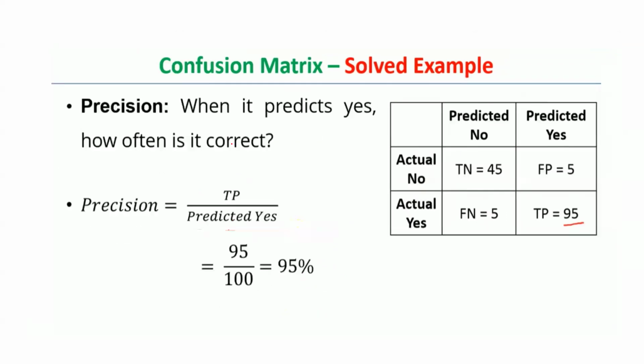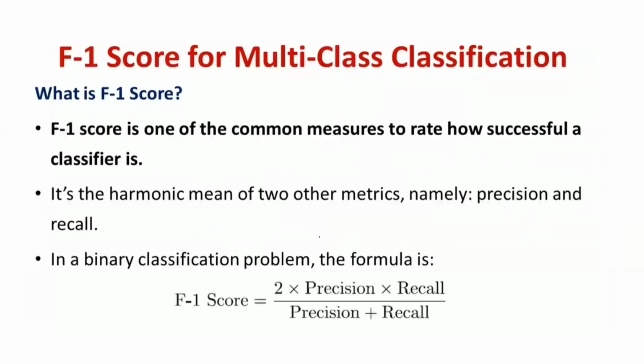Then precision. When it predicts yes, how often is it correct? Precision is given by true positive divided by predicted yes. Predicted yes is 95 plus 5. That is 95 divided by 100. Yes, 95% of the time what we predict as yes is correct. It is almost equal to the actual.